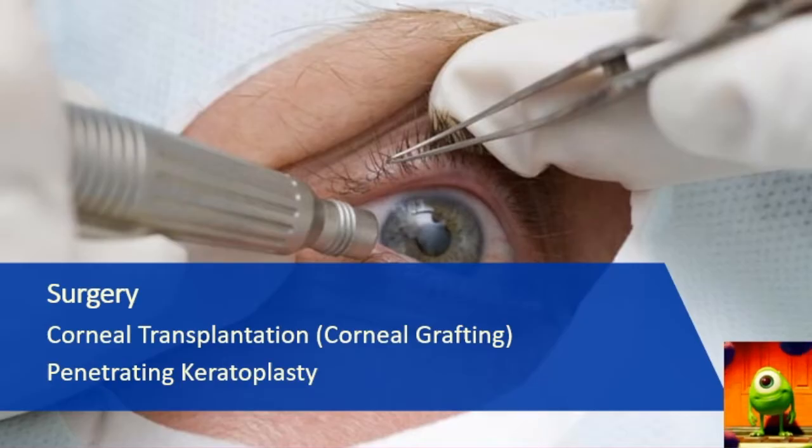Then we also have surgery for this patient. One is corneal transplantation, or corneal grafting. What is done here is that the damaged or diseased cornea is replaced by donated corneal tissue. The purpose of this is to repair the corneal opacity and to address the perforation of a corneal ulcer.